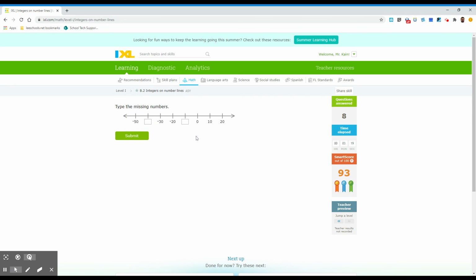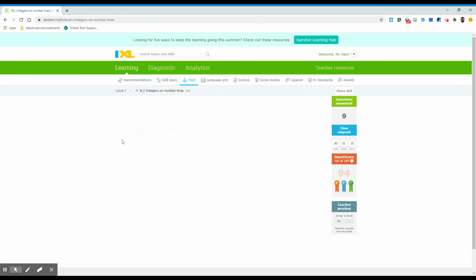Let's finish this last one though, because this is a different. This is 10, right? 0, 10, 20. So going backwards by 10 would be -10. You're going 10 backwards. -20, -30, and -40. All right, you got this. And that's it.